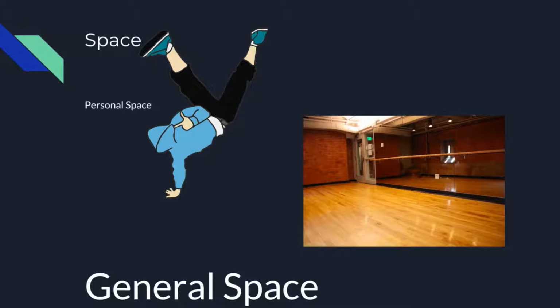The next element is space. Space is concerned with two general dimensions and a set of spatial elements. The first is personal space, and the next is general space. Personal space extends in any direction as far as an individual can bend, stretch, or reach. General space includes the classroom, gymnasium, or playground where the movement activities take place.